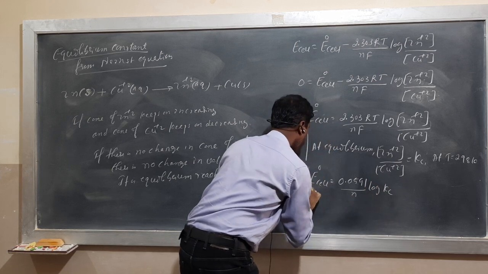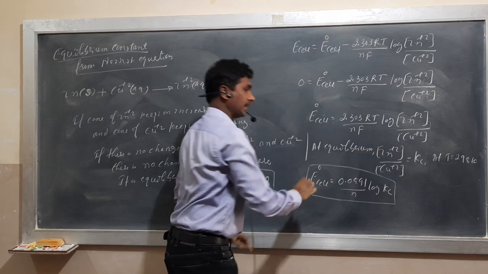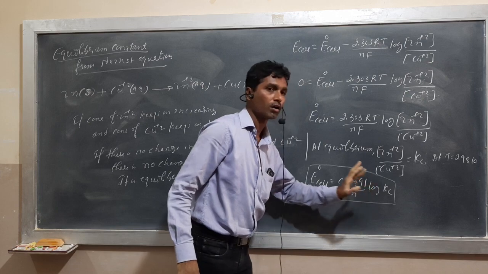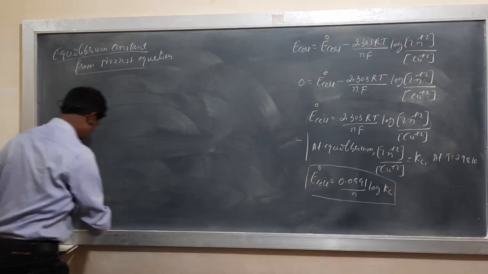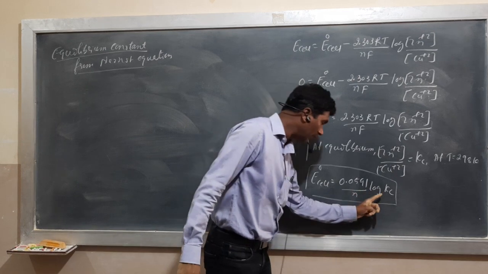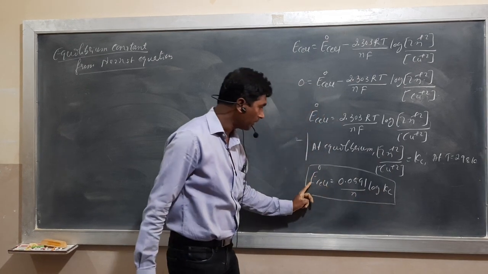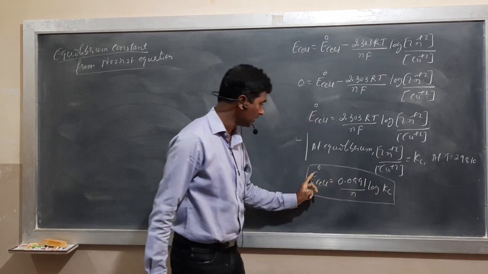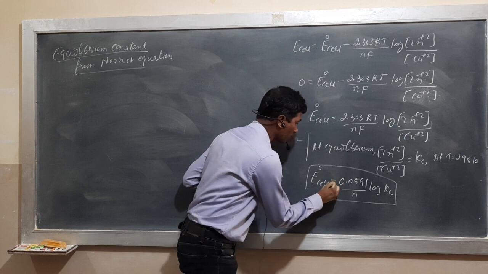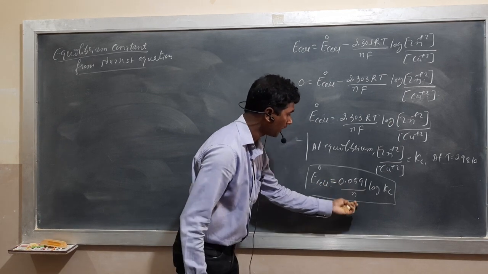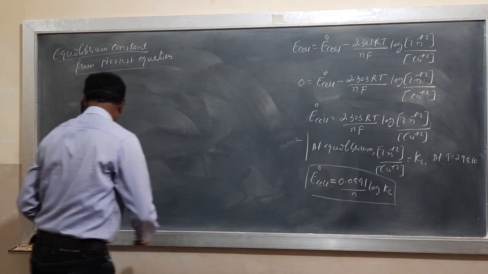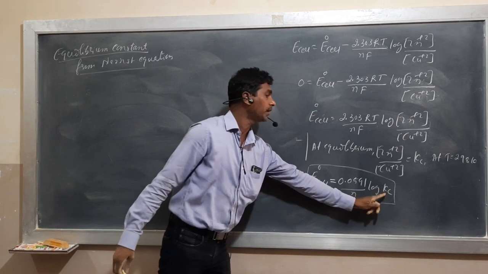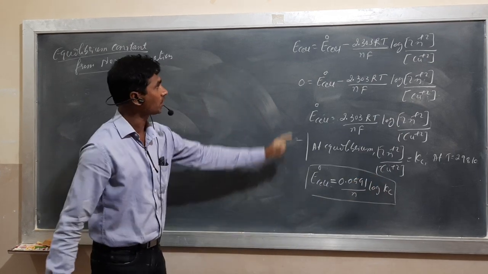This is log Kc. E naught of cell is equal to 0.0591 divided by n log Kc. This is the calculation of the equilibrium constant. The relation between the standard EMF of a cell and the equilibrium constant is E naught of cell equals 0.0591 divided by n log Kc. Suppose you want to calculate the equilibrium constant of a Daniell cell.